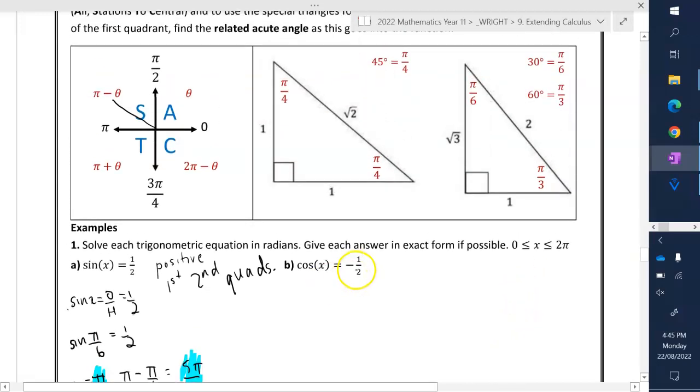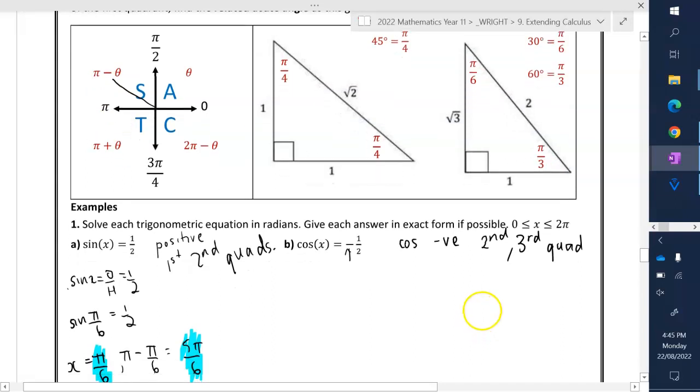Cos of x is equal to minus a half. So noting, we have a minus. Where is cos negative? Cos is negative in the second and the third quadrant. So let's write that one in. So our second, and our third quadrant. So we'll get our first quadrant answer, but we're not going to want to use that. We want to find then pi minus our theta, and then pi plus our theta is what we want to do.